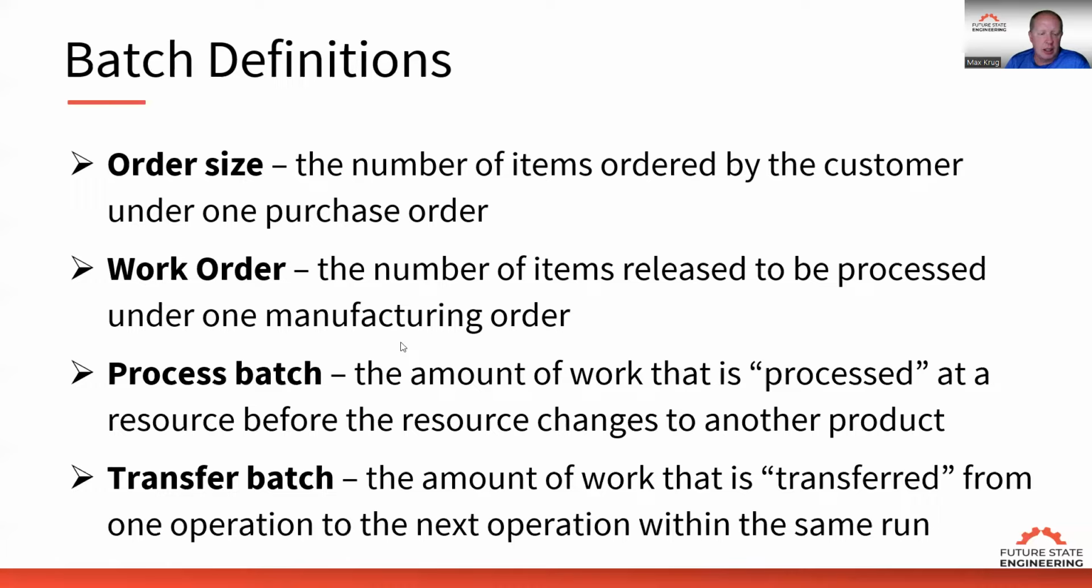And then lastly is the transfer batch. The transfer batch is the amount of work that's transferred from one operation to the next within the same run. So I can have a process batch of 10,000 units, and then after every 1,000 units are produced, I can transfer them to the next operation. So our process batch is 10,000, my transfer batch is 1,000.